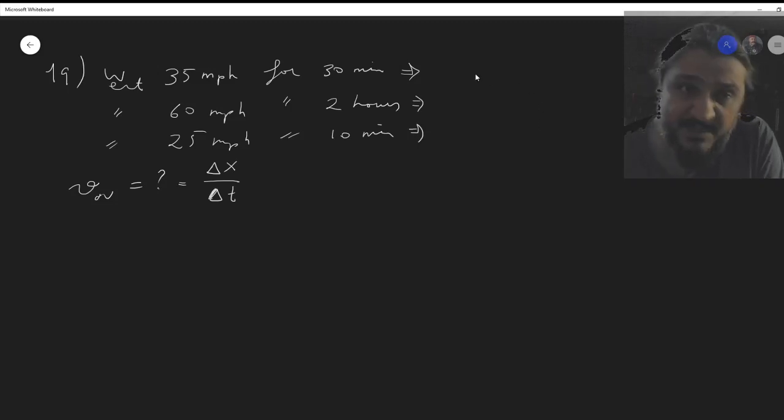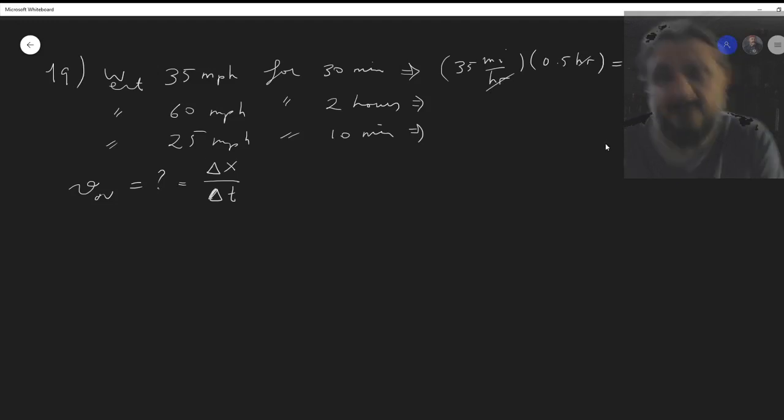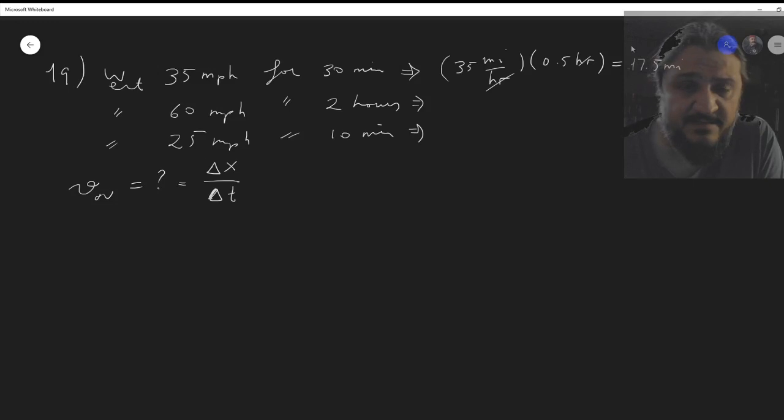So if I multiply 35 miles per hour by that time, which is 0.5 hours, I will get the distance. That's 17.5 miles. And then I do it for the second interval. Now I have 60.